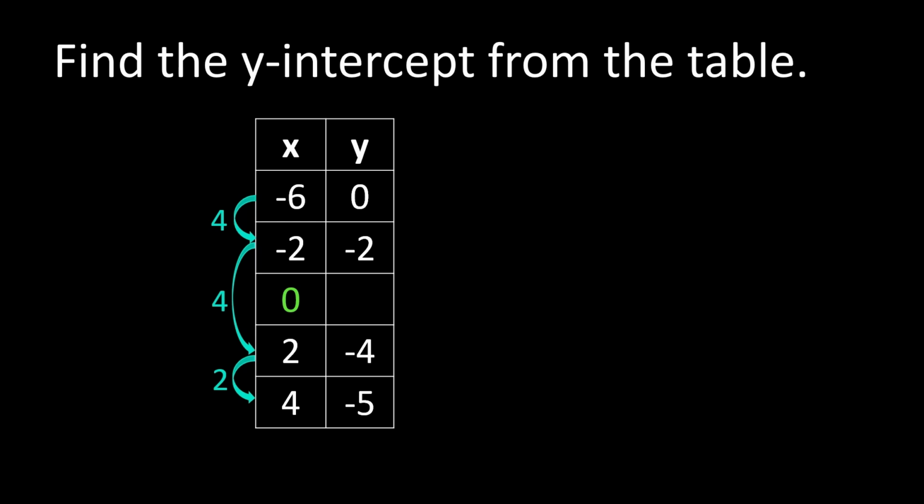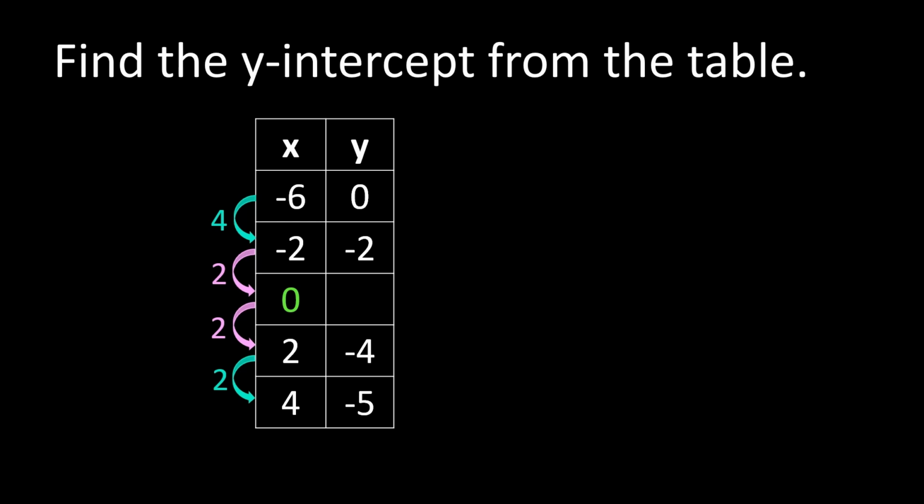Now, going back to where my x value of 0 is going to fall, it is going to fall halfway in between -2 and 2. And from -2 to 2, that was a change of 4. So from -2 to 0, that's going to be a change of 2, or half of 4. And from 0 to 2, we have a change of 2, or half of 4. So I know that my y-intercept is going to be falling halfway in between the -2 and -4.